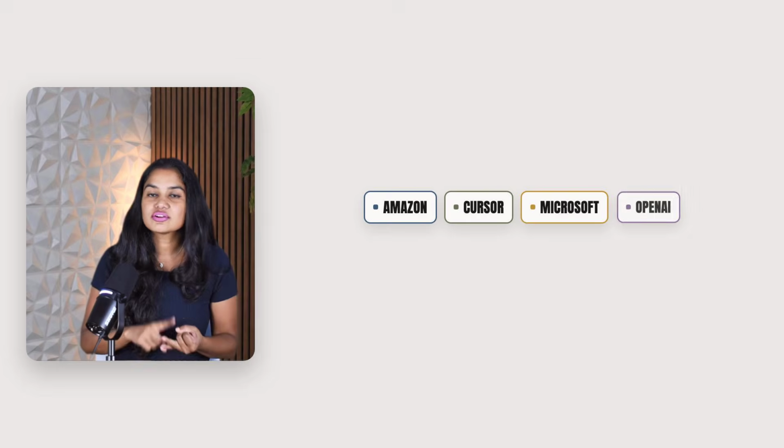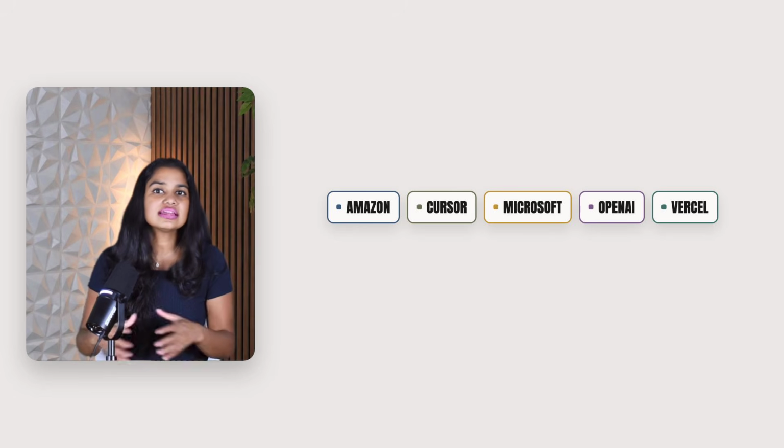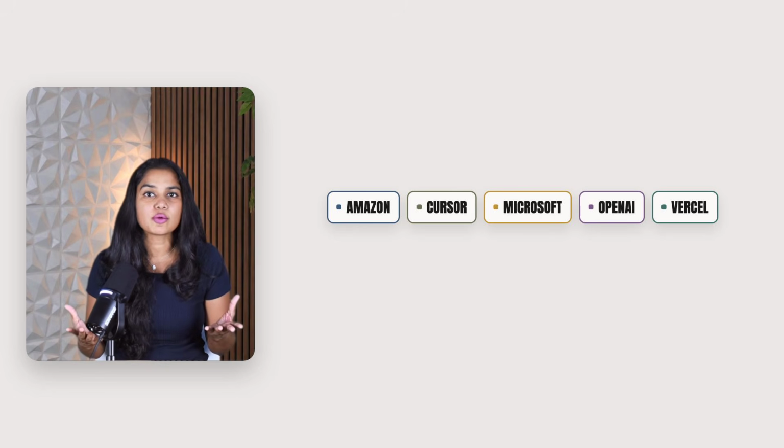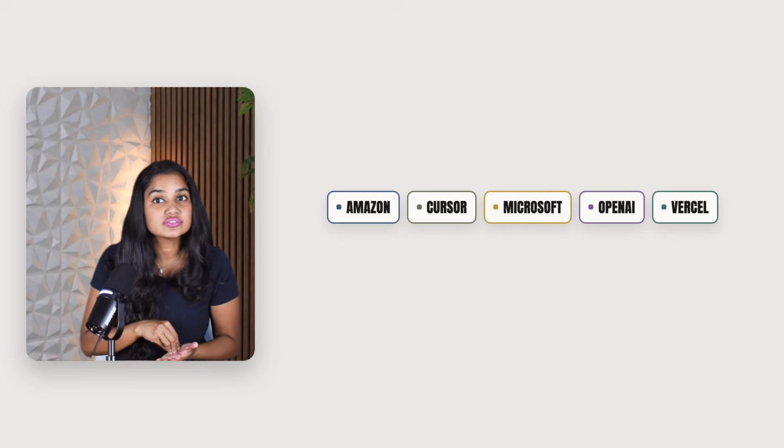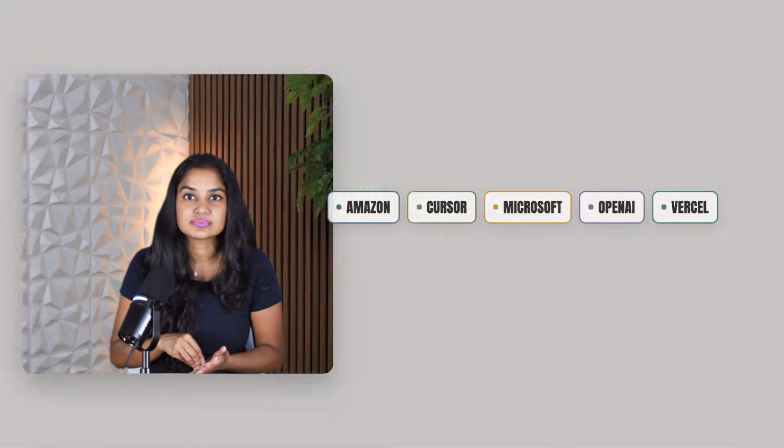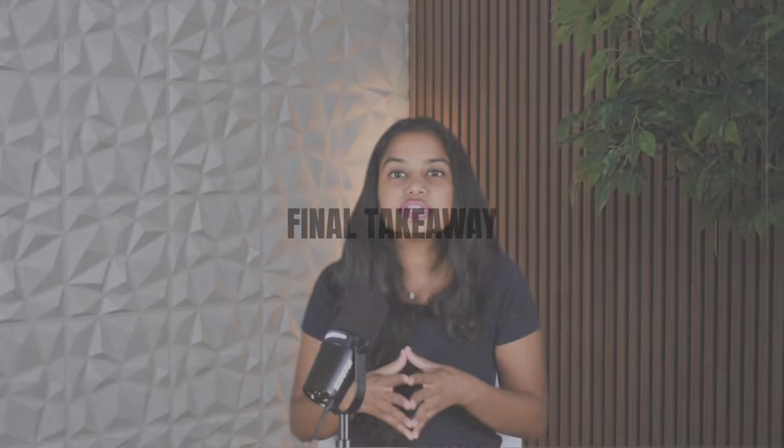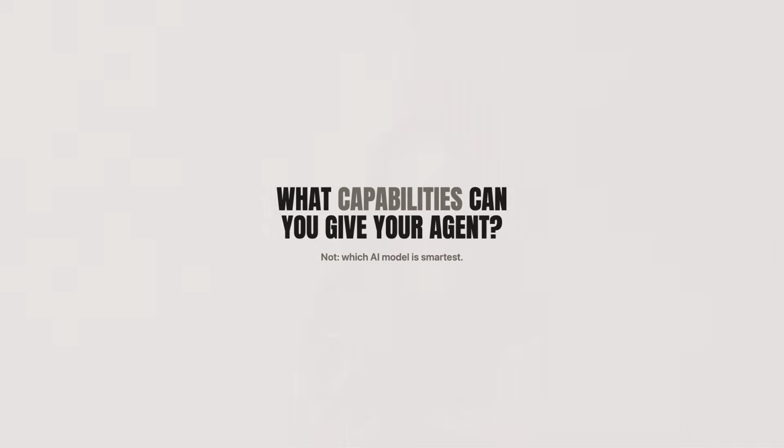And that is why the companies involved are interesting. Amazon, Cursor, Microsoft, OpenAI, Vercel, these aren't random companies experimenting with another prompt format. They are companies deeply involved in the developer tooling and AI agent ecosystem. Final takeaway. If you are just using AI occasionally, you probably don't need to think about agent plugins yet. But if you are a developer building with AI coding agents, I would absolutely keep an eye on this because the interesting question isn't which AI model is smartest. The more interesting question is becoming what capabilities can I give my AI agent? And agent plugins are an attempt to make those capabilities more portable.